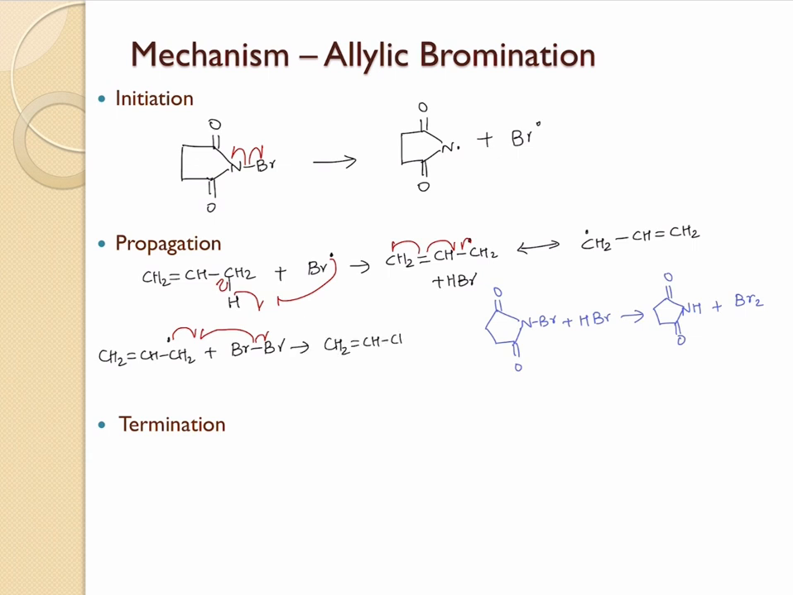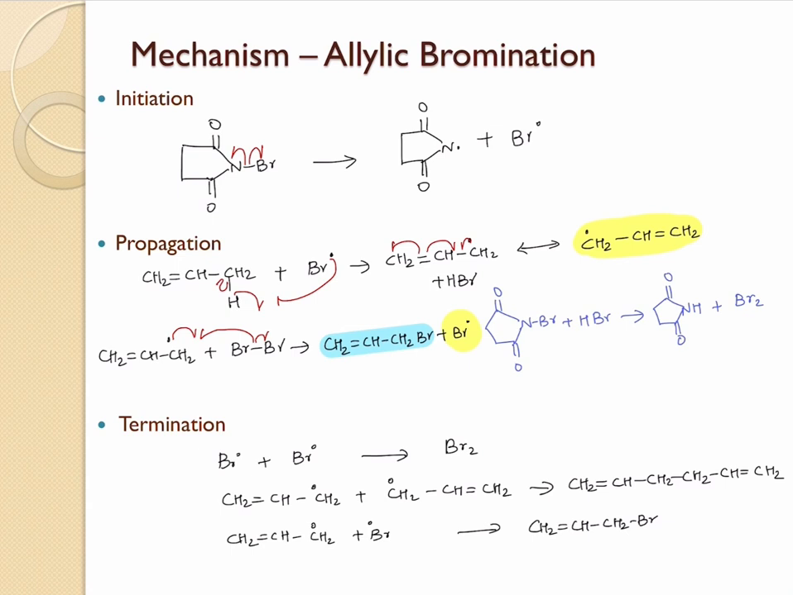So here is our product that is formed. This is a product that we wanted. Okay, the last step is termination. Now let's identify what are the different radicals that are created. We have a bromine radical that's created, and we also have an allyl radical that is created, right?